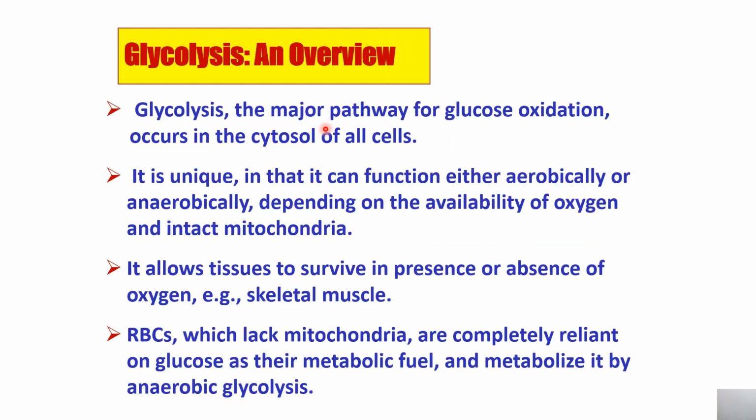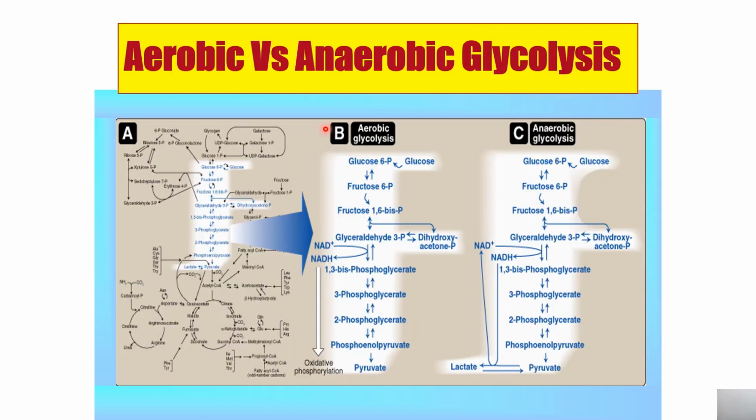Now moving on, as I already told you in a summary form, glycolysis is the main pathway for glucose oxidation. It occurs in the cytosol of all cells. It is unique in that it can function either aerobically or anaerobically, depending on the availability of oxygen and intact mitochondria, and it allows tissues to survive in the presence or absence of oxygen, as in skeletal muscle. RBCs, which lack mitochondria, are completely reliant on glucose as their metabolic fuel, and they metabolize it by anaerobic glycolysis.